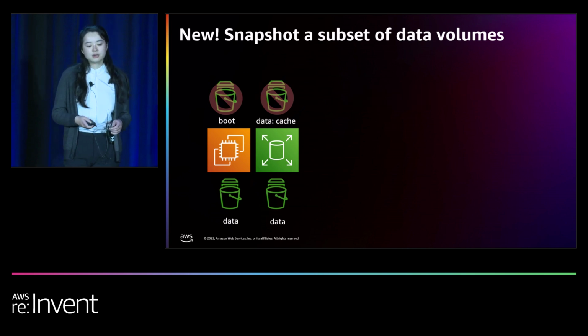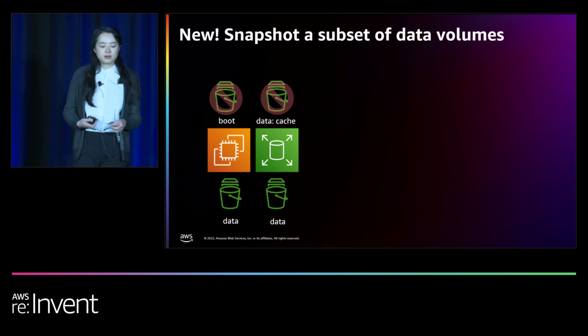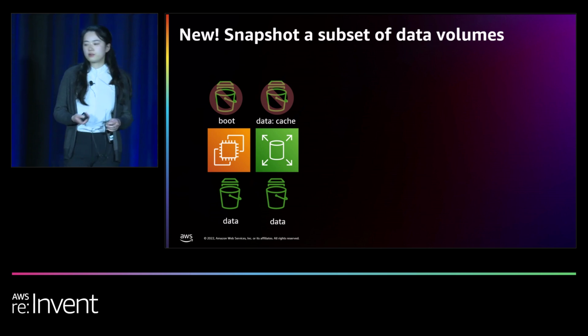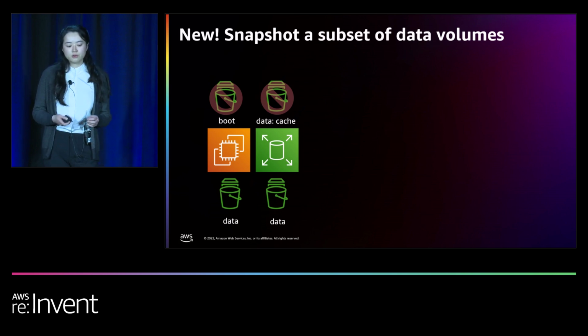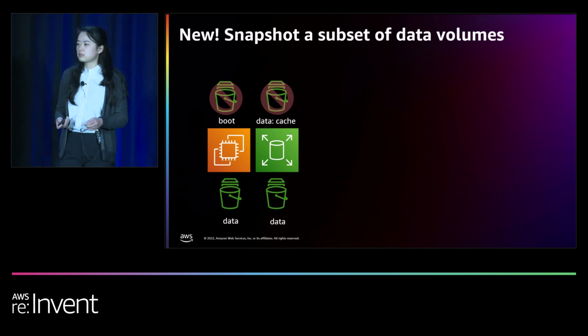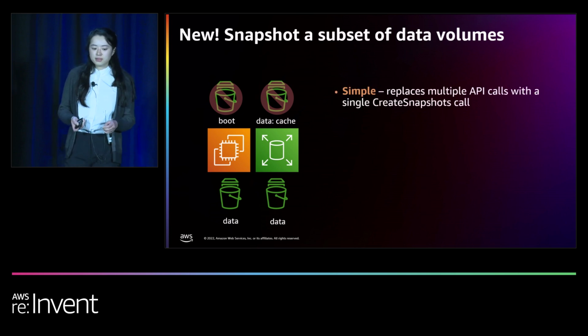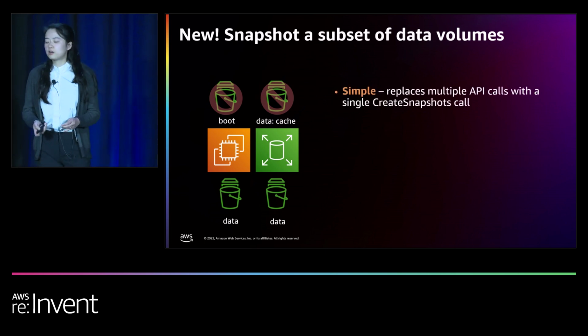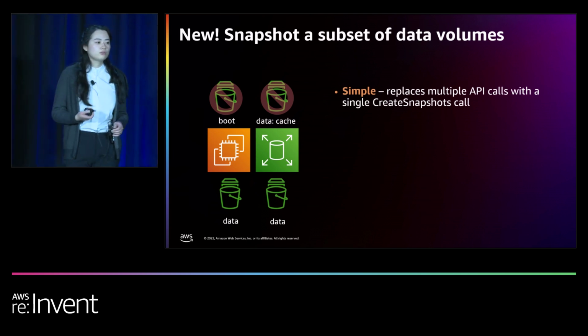What we have seen customers tell us is, can you make this easier? Because today, I either have to use multiple create volume, single volume snapshot calls to take a snapshot of these 2 data volumes, or I call the Create Snapshots API, and I have to go delete this extra data cache volume snapshots. So I'm really excited to say that in August of this year, we launched a new capability within Create Snapshots that allows you to snapshot a subset of data volumes.